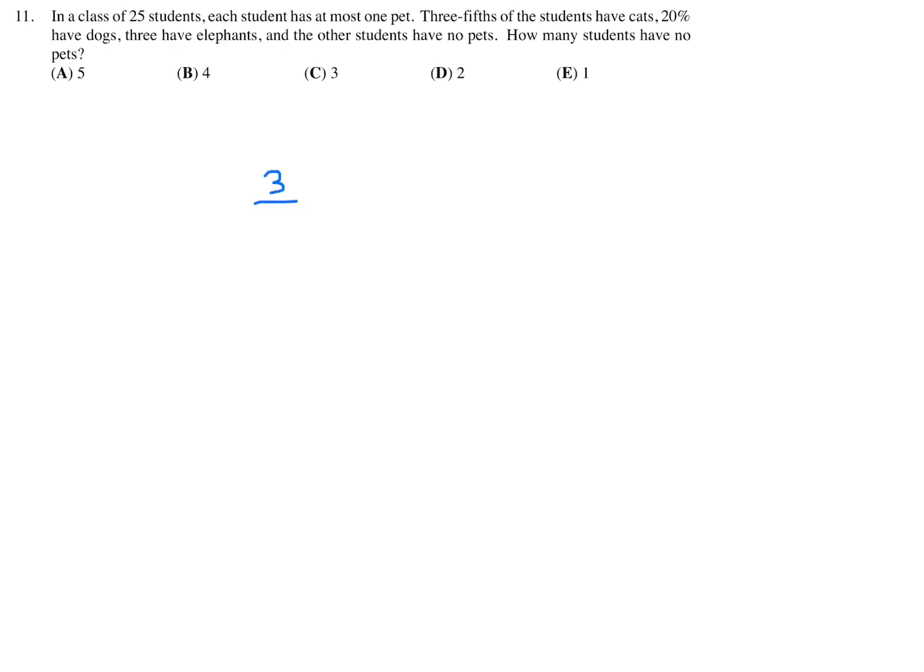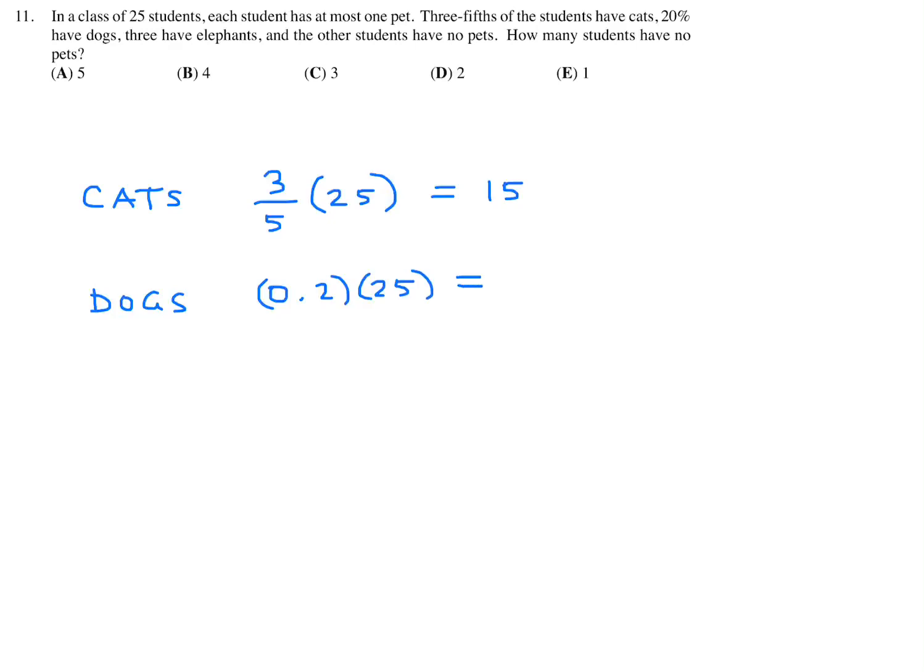So they've told you that 3/5 of the students, and the number is 25, have cats. So 3/5 of 25 is 25 divided by 5 is 5. 5 times 3 is 15. And then they tell you that the dogs, there's 20%, so 0.2 of the total, which is 25, and that looks like 5. And then finally they tell you that elephants, 3 of them have elephants, so they just straight give you that number.